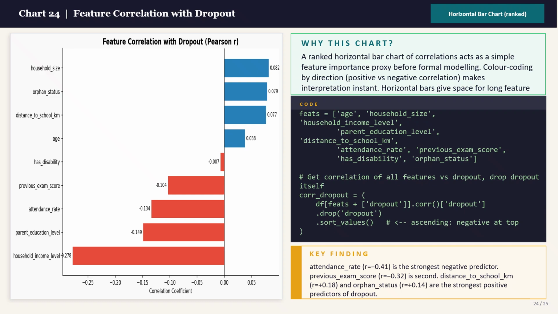And below is the code of what we did differently from other graphs. The key finding was that attendance rate is the strongest negative predictor, and previous exam score is second. Distance to school in kilometers and orphan status are the strongest positive predictors of dropout.